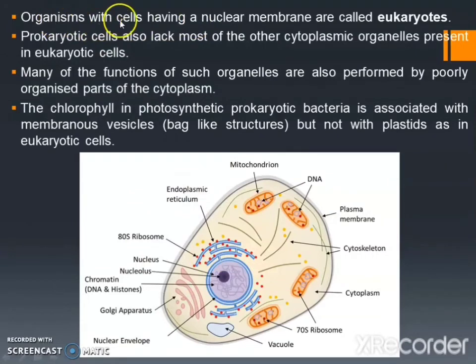So organisms with cells having a nuclear membrane like us. നമ്മളെ പോലെ നമ്മളെ സെല്ലിലൊക്കെ ന്യൂക്ലിയർ മെംബ്രെയിൻ ഉണ്ട്. ഈ ന്യൂക്ലിയസിന് ചുറ്റിനും ന്യൂക്ലിയർ മെംബ്രെയിൻ ഉണ്ട്. പ്ലാന്റിൻ്റെ സെല്ലിൽ ന്യൂക്ലിയസിന് ചുറ്റിനും ന്യൂക്ലിയർ മെംബ്രെയിൻ ഉണ്ട്. Are called as eukaryotes. So organisms with cells having a nuclear membrane are called as eukaryotes. Okay, and prokaryotes also lack most of their other cytoplasmic organelle present in eukaryotic cell.